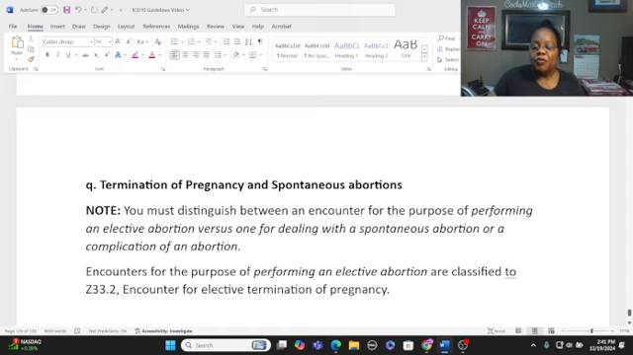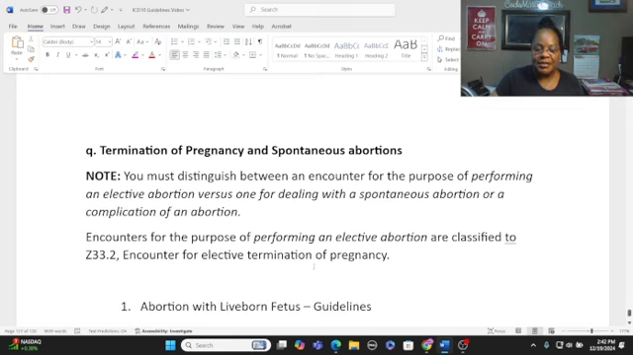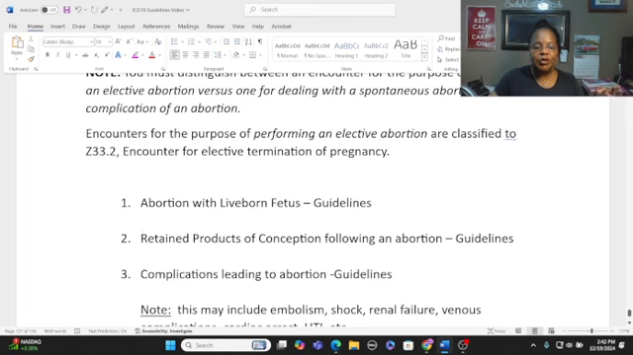Encounters for the purpose of performing an elective abortion are classified as Z33.2, encounter for elective termination of pregnancy. So, again, let's go to the guidelines. Let's look at 1 and 2 first.